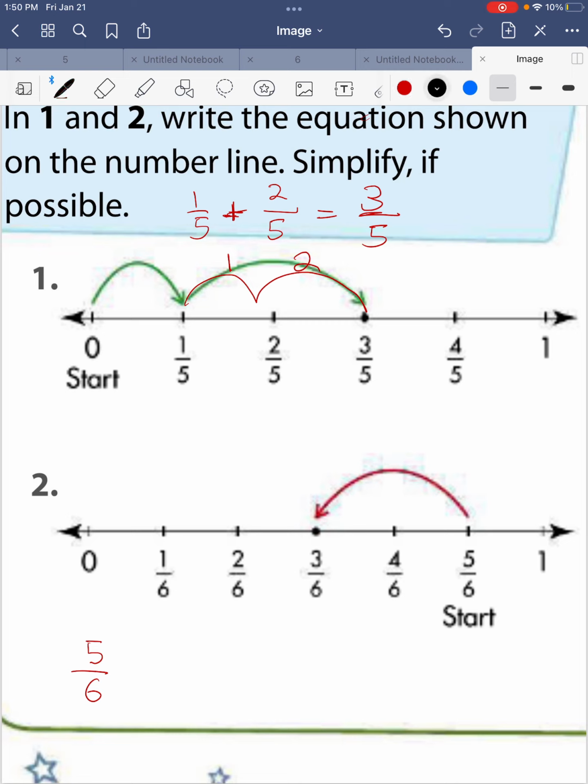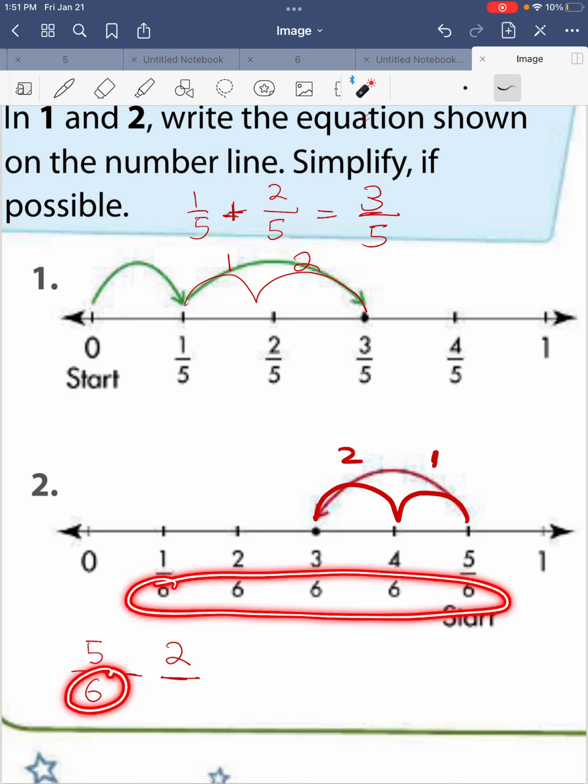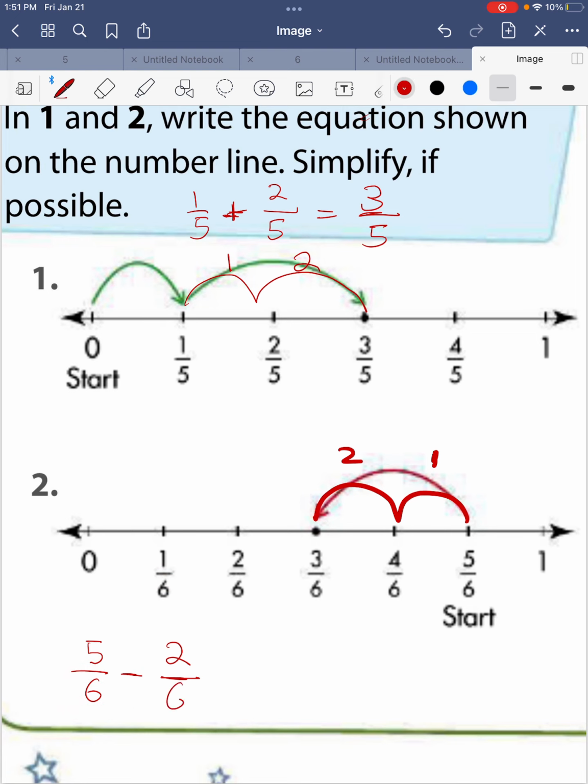Now, they move 1, 2, okay? They moved 2 spaces. So I'm going to put minus 2, whatever spaces they moved. Whatever spaces they move, you're going to put the number of spaces on the top. That is going to be your numerator. They moved 2 spaces. I put 2 here. Put my fraction bar, and I'm just going to keep the denominator that they all have, okay? I'm going to put a 6 here.